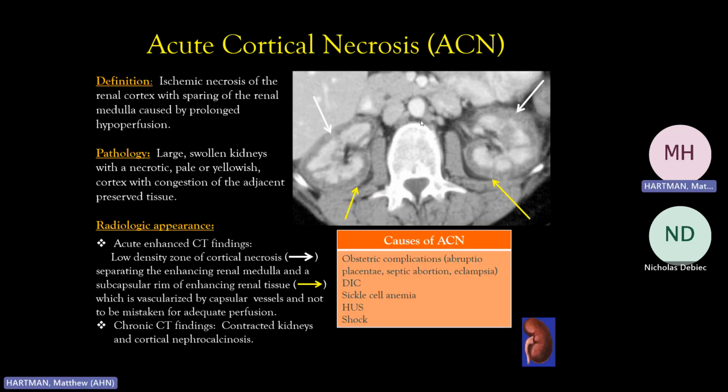So our first is acute cortical necrosis. This is a patient who's had big time trauma, big time blood loss, gets resuscitated, but the cortex, which has a different blood supply, had become necrotic and is not enhancing, as opposed to the medulla. Chronically, this will often calcify and you'll be left with cortical nephrocalcinosis. We will contrast that with medullary nephrocalcinosis.